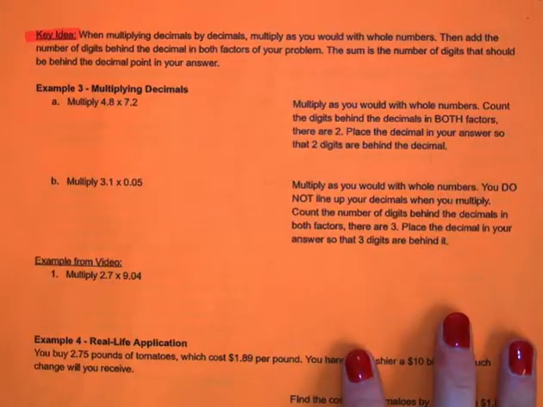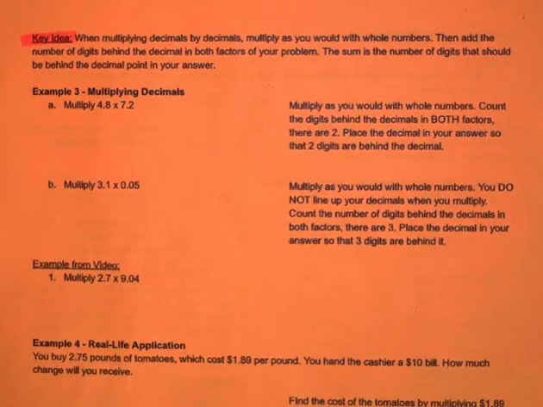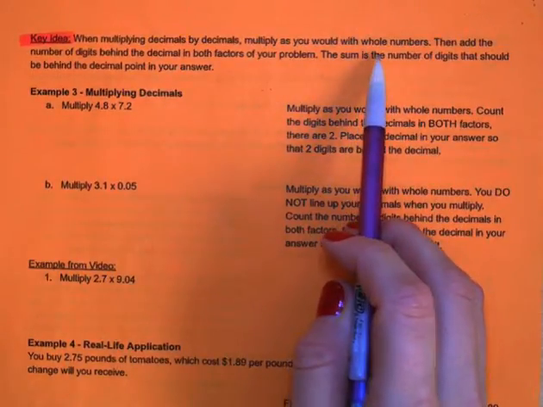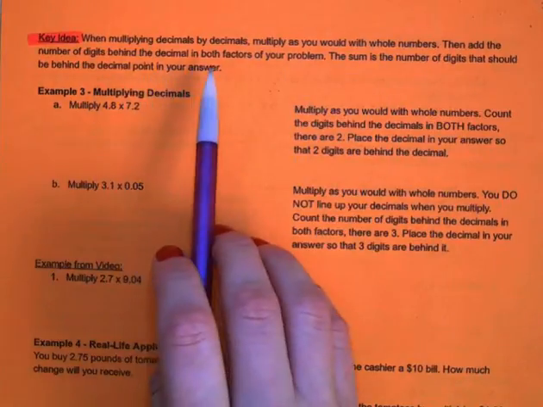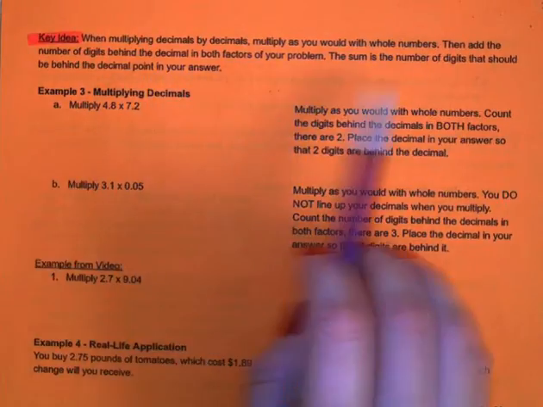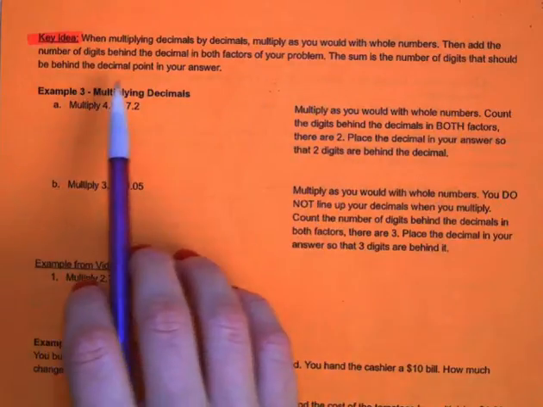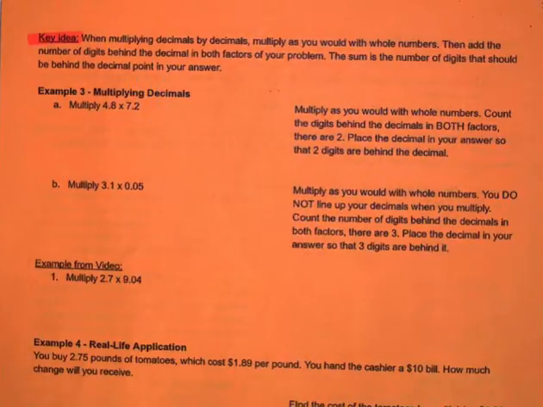Alrighty, let's move to page 12 and move on to another key idea. This key idea says, when multiplying decimals by decimals, multiply as you would with whole numbers. Then add the number of digits behind the decimal in both factors in your problem, and the sum is the number of digits that should be behind the decimal point in your answer. So we are really not doing anything different here. We just have to count more places that are behind our decimal point, or to the right of our decimal point. So let's look at example 3.